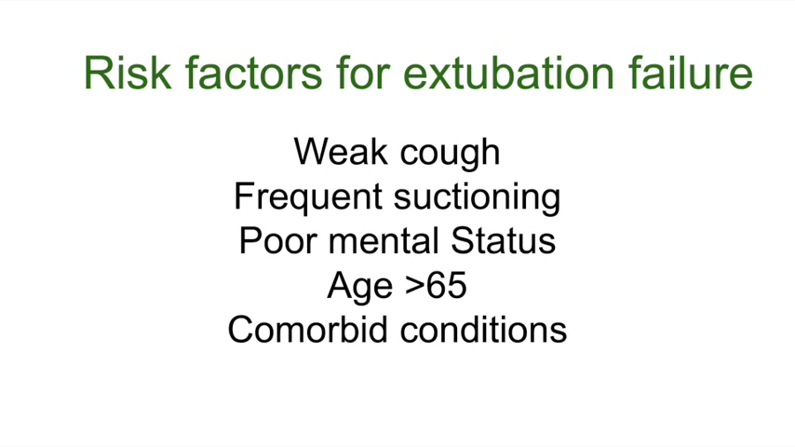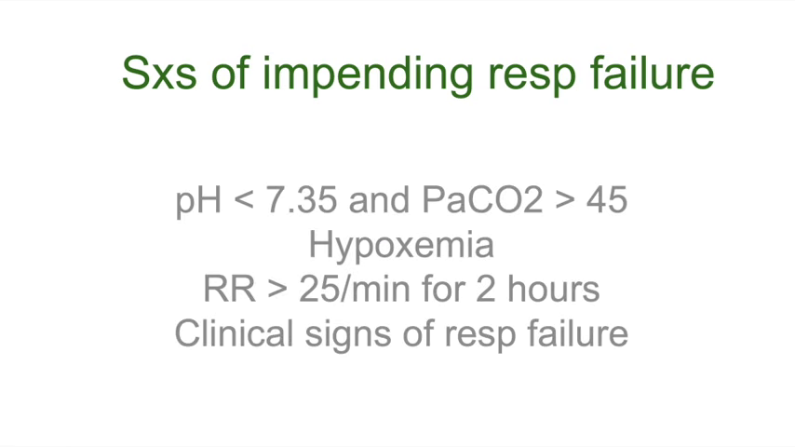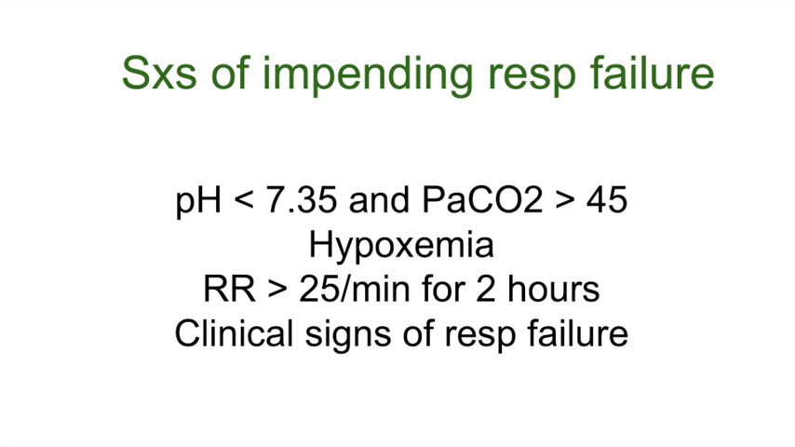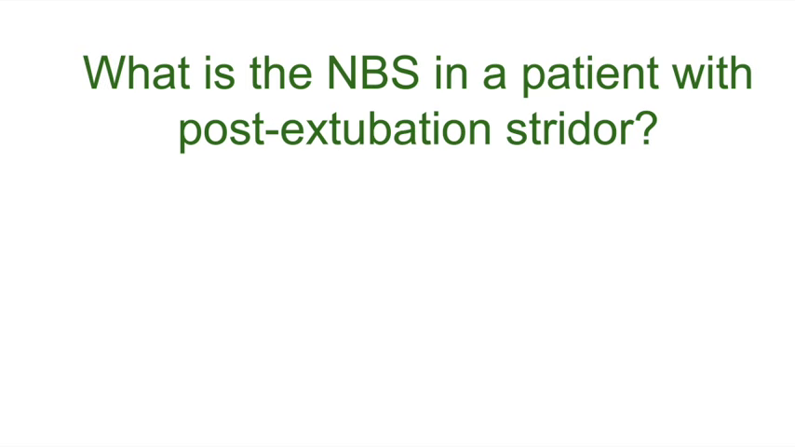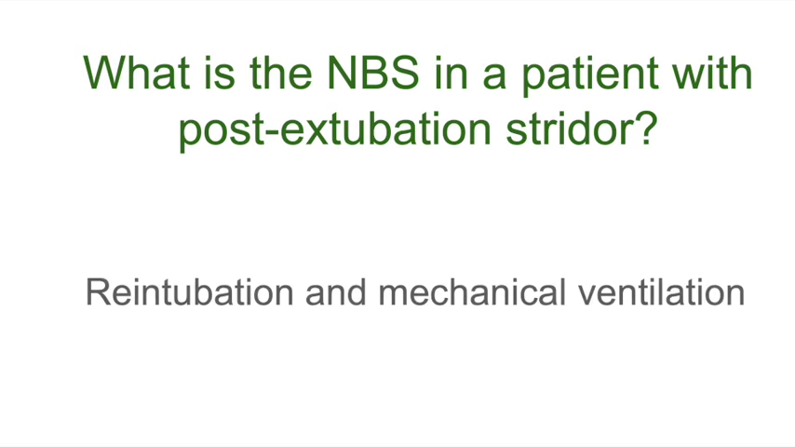So what are some symptoms or signs of impending respiratory failure? And that includes a pH less than 7.35 and a PaCO2 greater than 45, hypoxemia, a respiratory rate greater than 25 per minute for 2 hours, and clinical signs of respiratory failure. What is the next best step in a patient with post-extubation stridor? This is reintubation and mechanical ventilation.